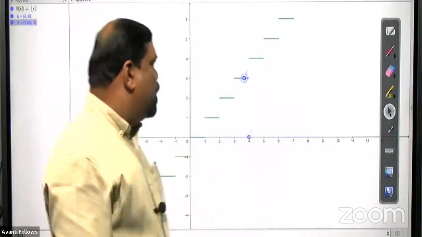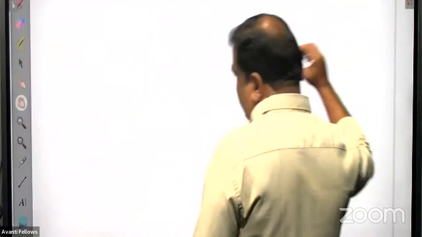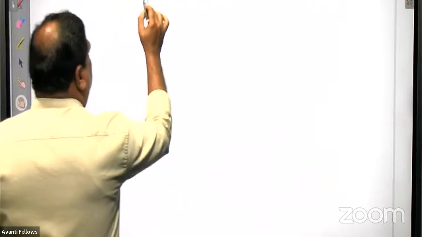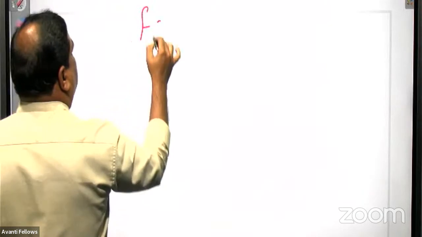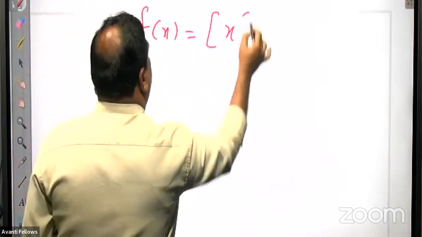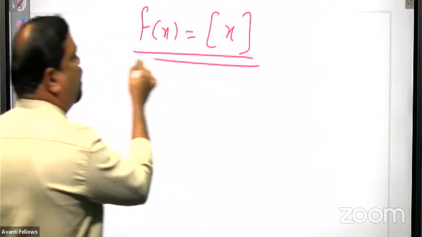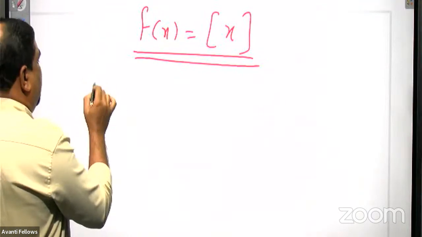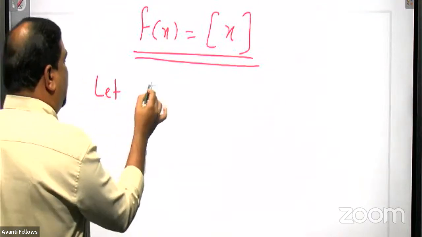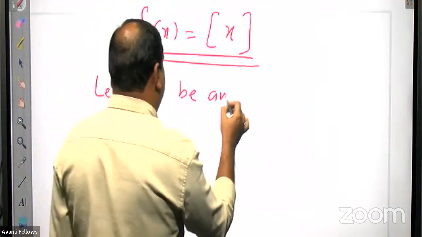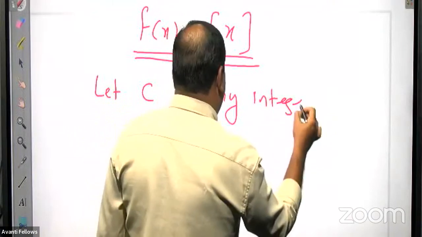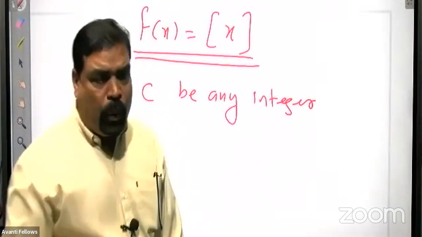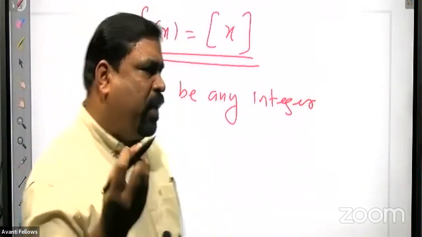We can also write this algebraically. Sometimes the question may ask, prove that the greatest integer function is discontinuous at all integral values. So this is the notation for the greatest integer function. In order to check the continuity at integral points, we choose an arbitrary integer. We cannot check at each and every point one by one, at 1, at 2, at 3, like that. So we take an arbitrary integer, that is C.